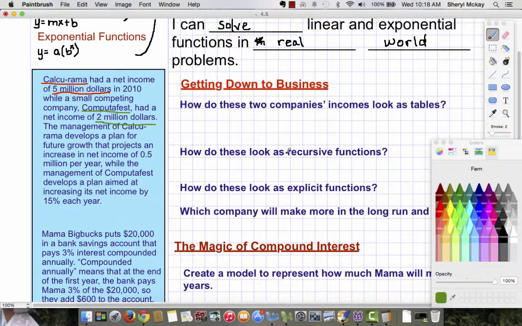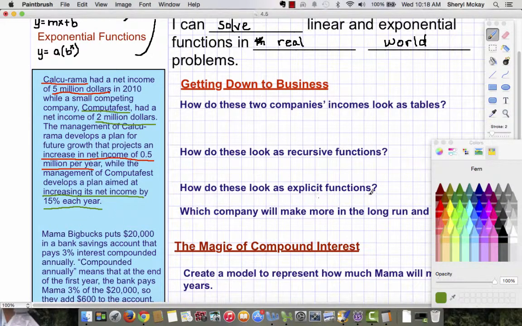$2 million. And we know that Calcurama has a plan, and their plan is that every year they want to increase their net income by 0.5 million per year. So $500,000 a year is how they want to increase. And then we know that Computafest, their plan is to increase its income by 15% each year. So instead of adding a constant amount, they're going to multiply their income by 15% and add that to it. Okay, so that's our information.